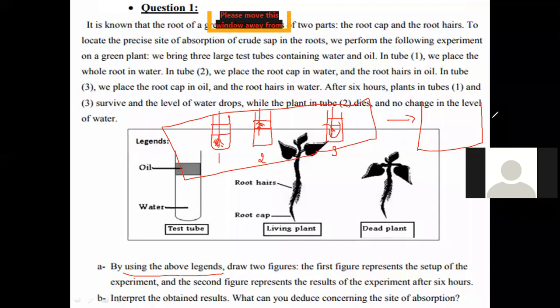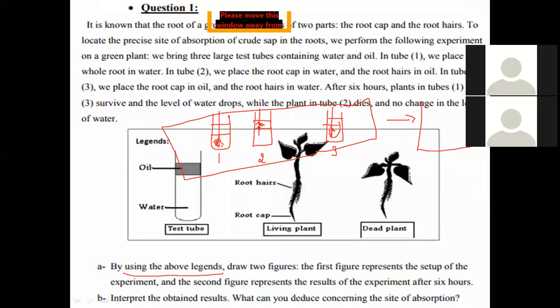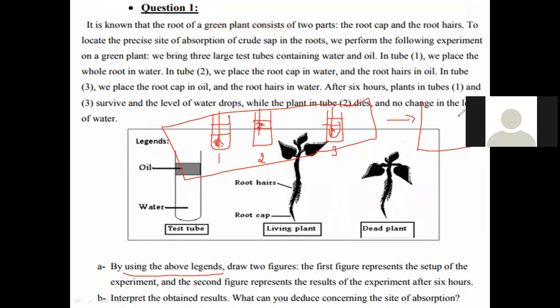So Kamel, interpret the experiments. Yes, Ustad. Start step by step. In the first tube, we put the first plant where the root hairs and root cap are in water. What happens? After 6 hours, the plant lives. Survives. Okay. This indicates... I prefer Kamel to do it all at once.